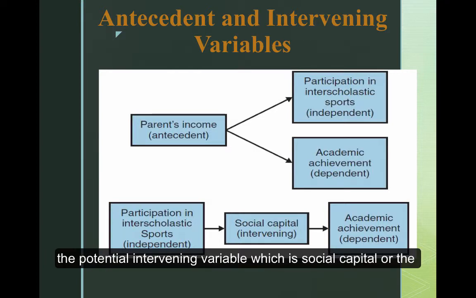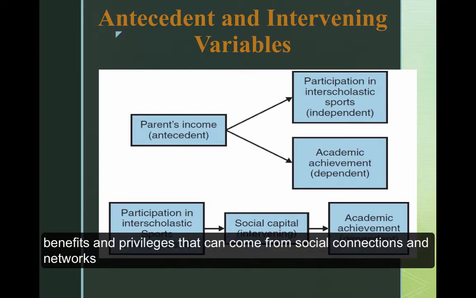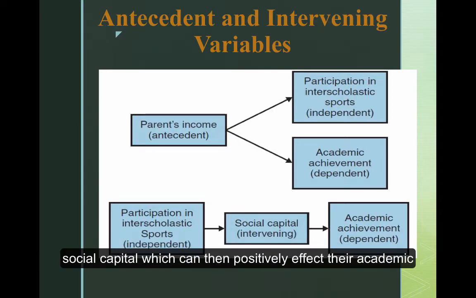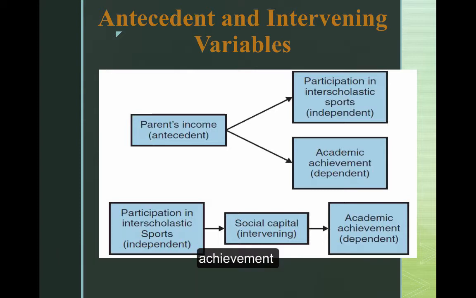So in Broh's research, the potential intervening variable is social capital, or the benefits and privileges that can come from social connections and networks. In this case, the connections that come from sports participation give a student social capital, which can then positively affect their academic achievement.